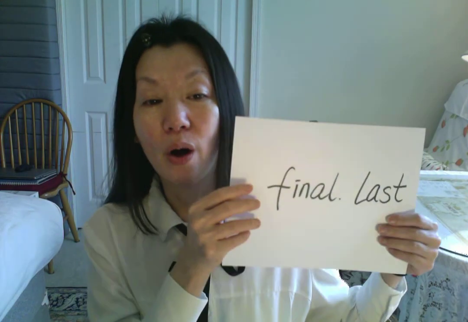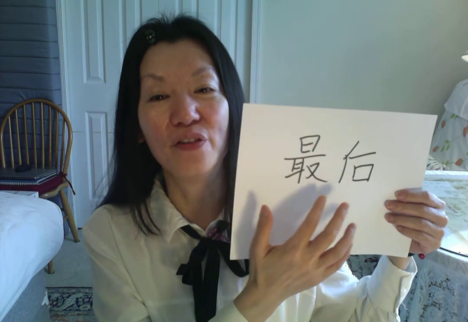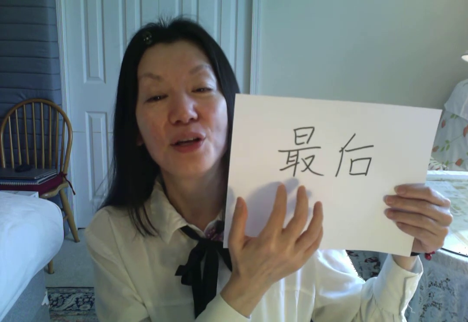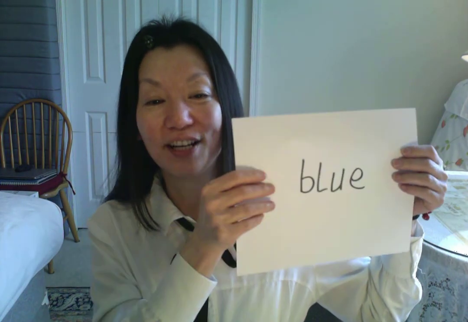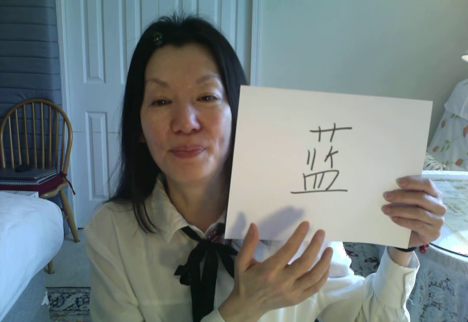Final or last. Okay, in Chinese, 最后, final or last. 最后, okay. Let me see. Next, another color. What is it here? Let's say blue, right? It's blue in Chinese. 蓝, okay, 蓝, blue.